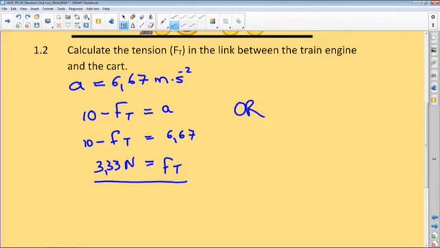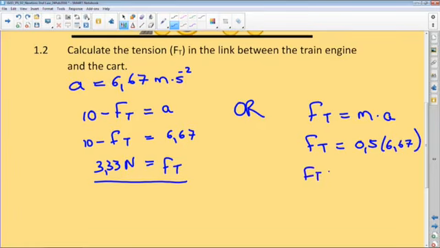Or I can substitute A into force tension equals mass times acceleration. I'm trying to solve for force tension. Next, mass was 0.5. We calculated that in our last calculation. And here you're going to see that there's going to be a slightly different answer. I just want to make you aware of it. This is 3.3. This one's 3.4.